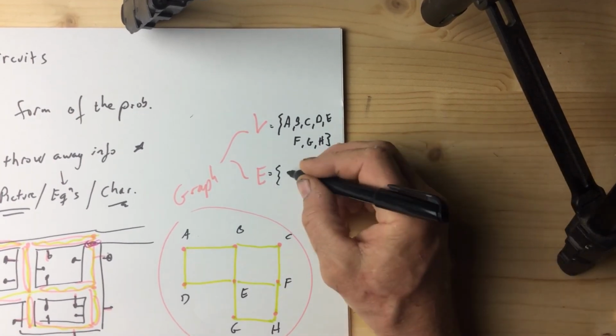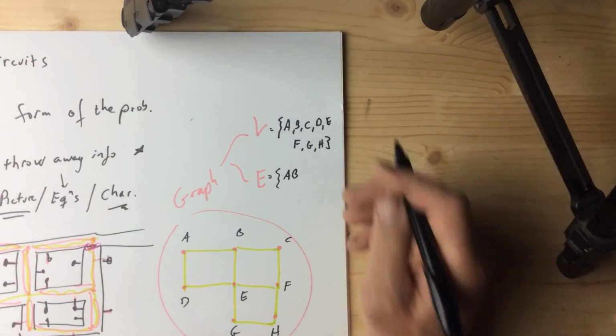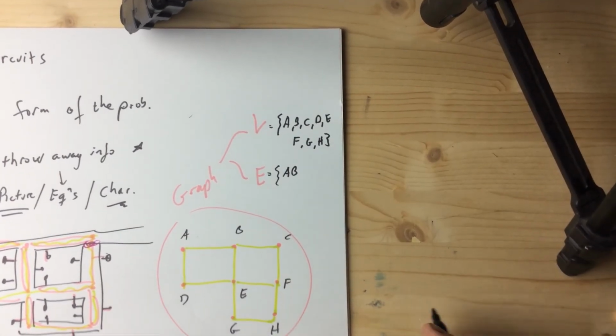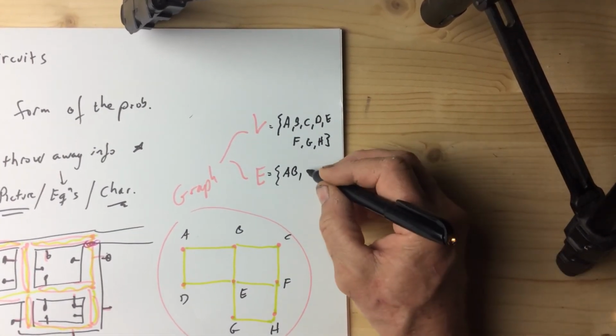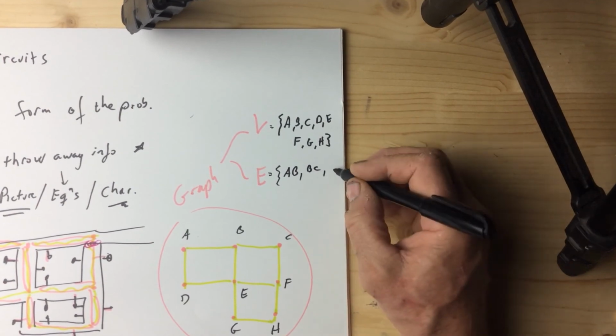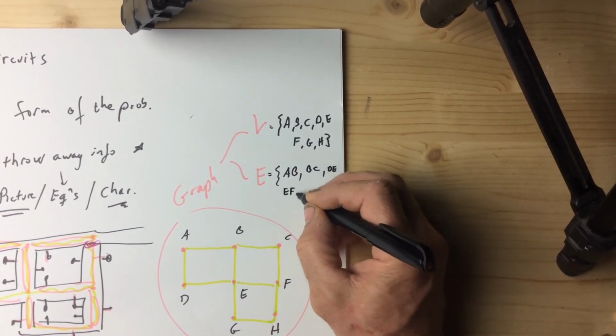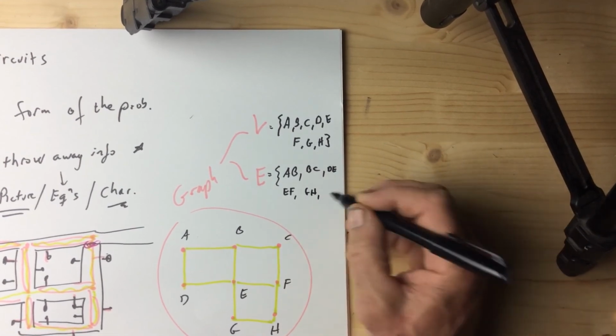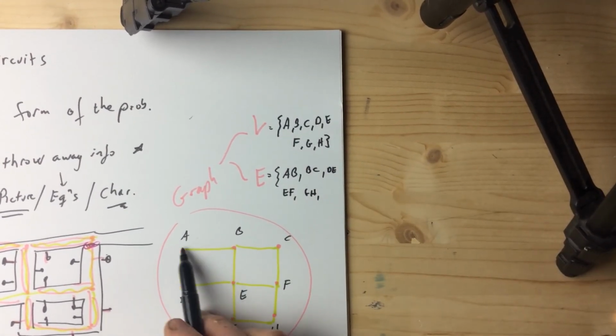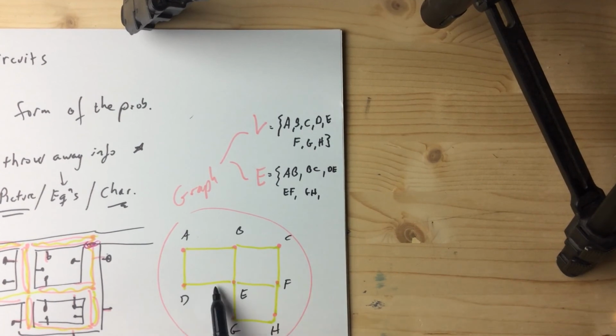Now if I write down AB, that means there's an edge from A to B or an edge from B to A. We don't care which. And then there's BC, and then there's DE. Notice I'm doing the horizontal ones first. EF, GH. This is kind of a systematic approach. AB, BC, DE, EF, GH.